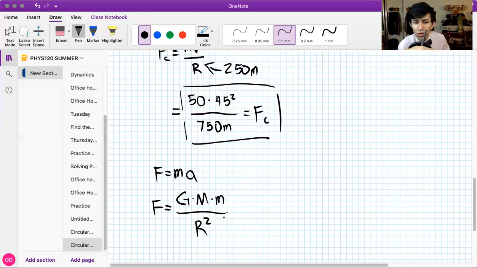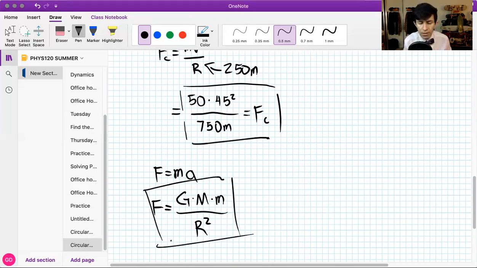This equation you can use anywhere. You don't have to be going in a circular orbit. You just need to be in space and compare it to whatever scenario you're looking at. Make sure to include this equation too into your equation sheet.